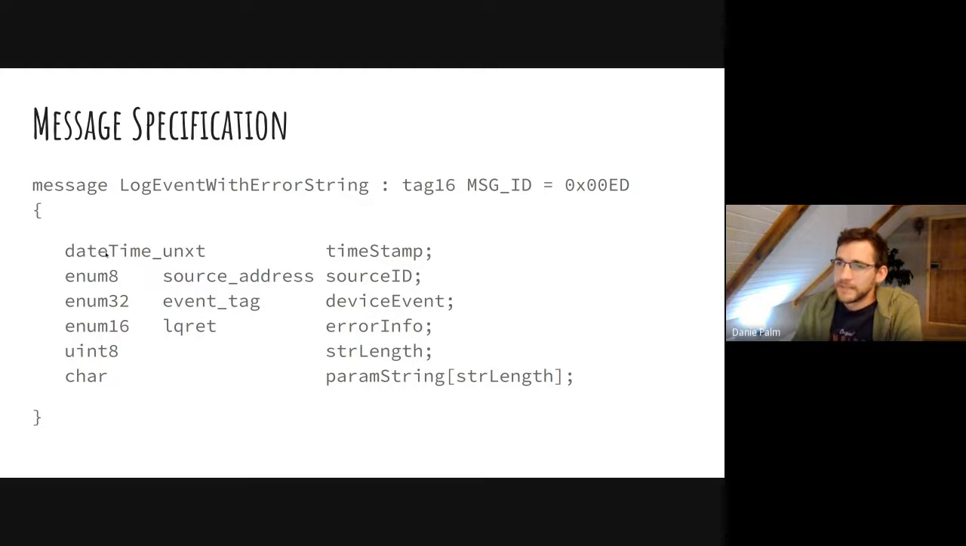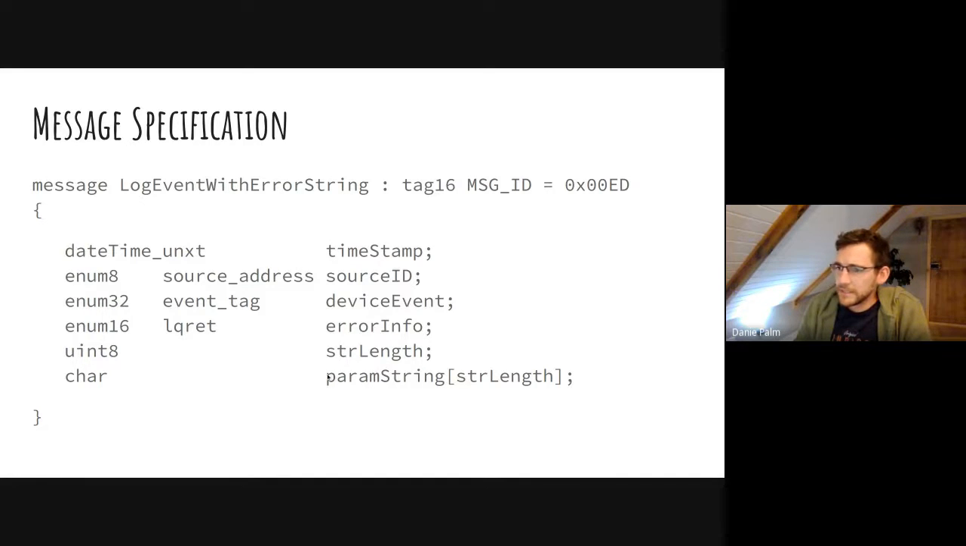A Unix datetime, for instance, takes up 8 bytes. This enumerated type takes up 1 byte. This enumerated type takes up 4 bytes. This one 2 bytes. This is an unsigned integer, it takes up 1 byte, and a character also takes up 1 byte. The value here in the middle for the enums is basically a namespace. It says what the possible values are that can go into this enum. And then the last one here is a bit interesting.